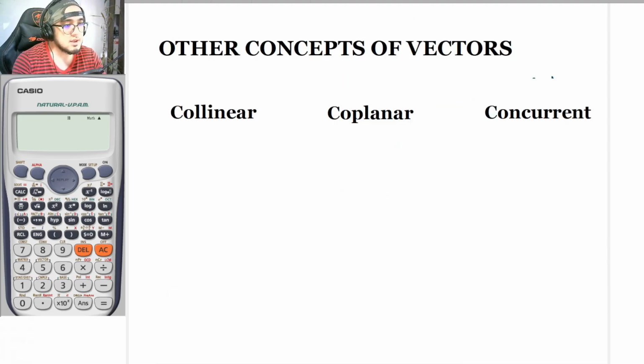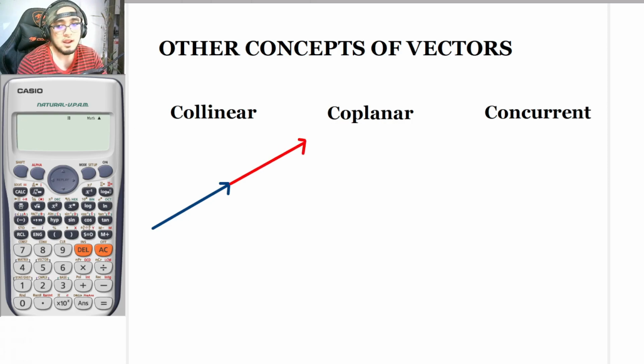Okay, so proceeding, let us now discuss collinear vectors, coplanar vectors, and concurrent vectors. When we say collinear vectors, these are vectors that lie along the same line. Let's say that this is your imaginary line, and let's say this is your vector A, and this is your vector B.